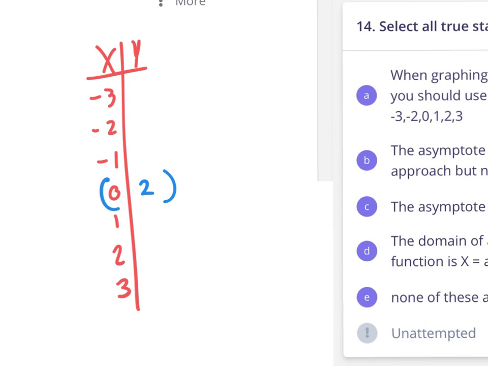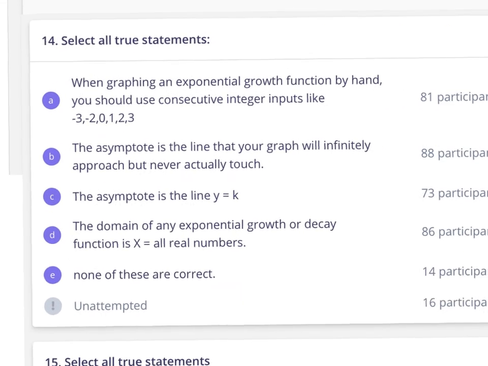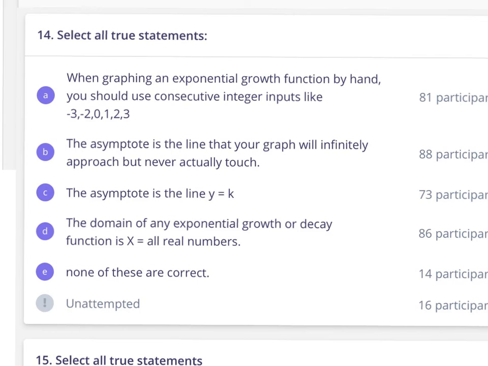Like if your growth factor is 2, you'd multiply by 2, get a 4, times 2, get an 8, times 2, get a 16. Or if your decay factor is 1/2, then you'd multiply this by half to get 1, to get 1/2, to get 1/4. So yeah, that is a good idea when graphing an exponential growth function by hand. You should use consecutive integer inputs like those.